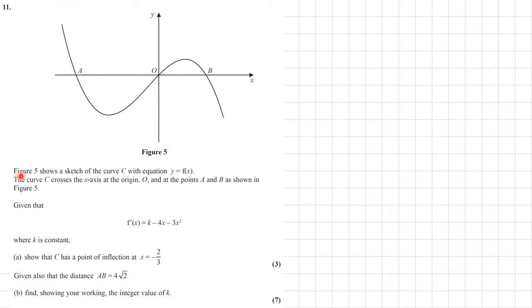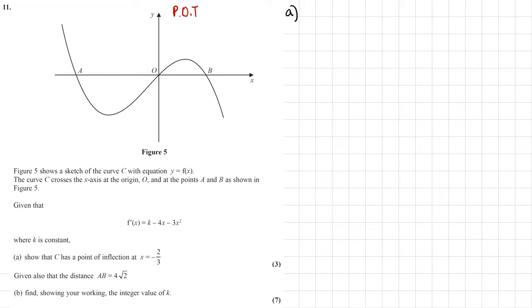Question 11. Figure 5 shows the sketch of a curve C with equation y equals f of x. The curve C crosses the x-axis at the origin and at the points A and B as shown in figure 5. Given that f dash of x is equal to k minus 4x minus 3x squared, where k is a constant, what we need to do in part A is show that C has a point of inflection at x equals -2/3. Now there are different ways of showing that you've got a point of inflection.